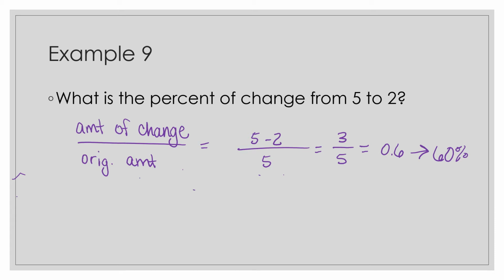Don't forget, sometimes the question is going to tell you if it's an increase or a decrease, but if it doesn't, you need to look for that. So from 5 to 2. If we went from 5 over to 2, is 5 to 2 an increase or a decrease? Well, if you went from 5 to 2, then you went down. So it's a 60% decrease.